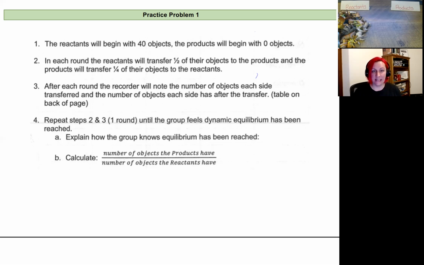But the idea is to start with a pile of reactants and go step by step through a reaction. So these are things that are happening in a fraction of the blink of an eye. But for us, we're just going to slow the process down and use objects to get a sense of what dynamic equilibrium is. So we're going to start with just 40 objects. So we can think of each of these objects as a reactant, right? Like, it's a chemical.